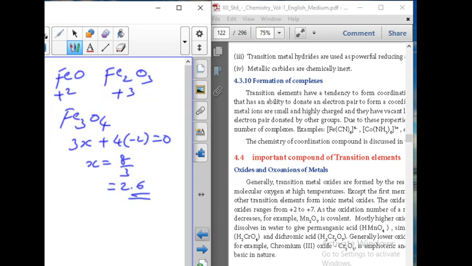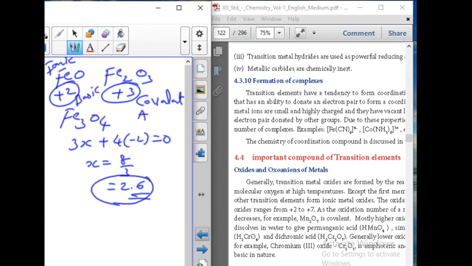Now, we can see iron with lower oxidation state, so this is ionic. Iron with high oxidation state, this is covalent. And in between, we cannot say whether it is completely ionic or completely covalent. So, in between it is partially ionic as well as covalent. If the compound is ionic, we can say that is more basic, and if it is covalent, we can say this is acidic, and in between we can say that is amphoteric.